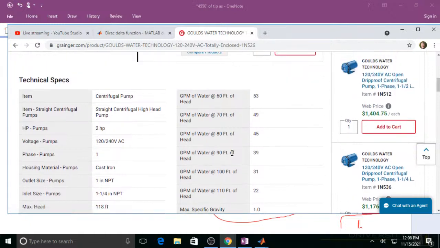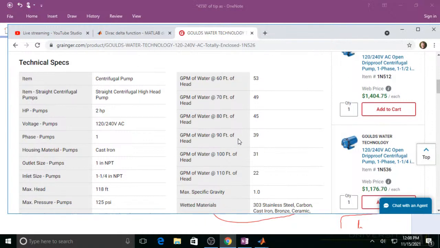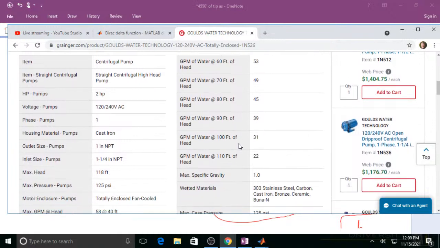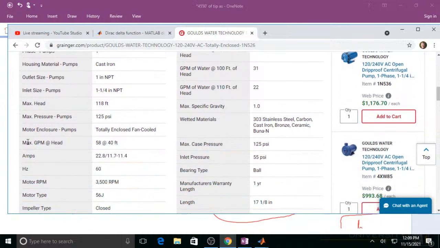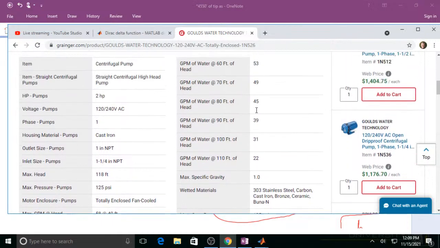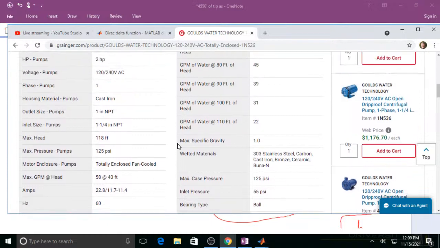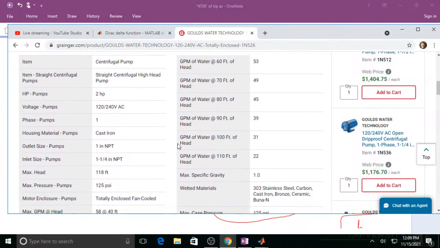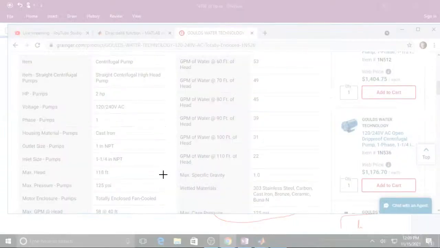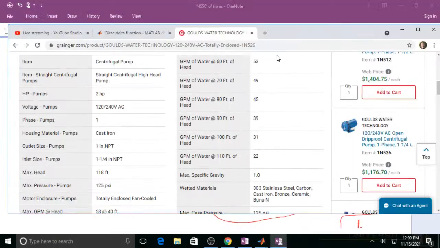Oh, this one does something interesting. Okay, so this is one way of doing it. This one has a list of maximum gallons per minute at 40 foot, and that is 58 at 40 foot. So what I'm going to do is build a pump curve.